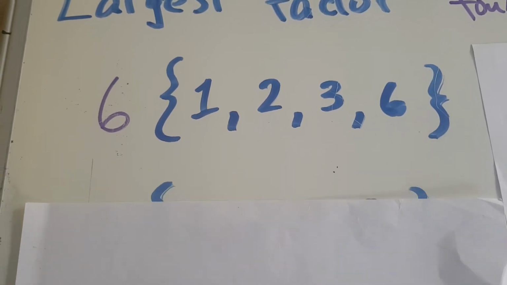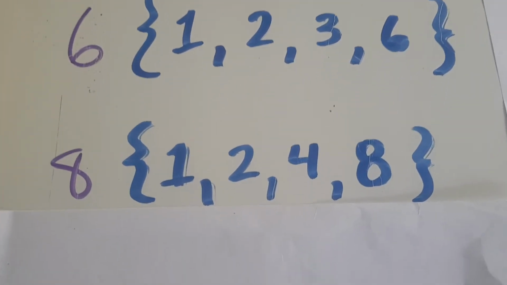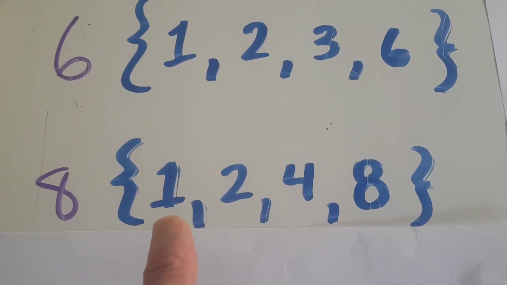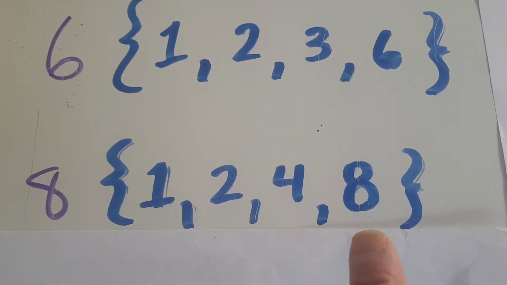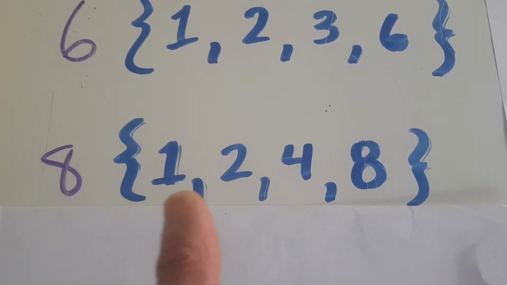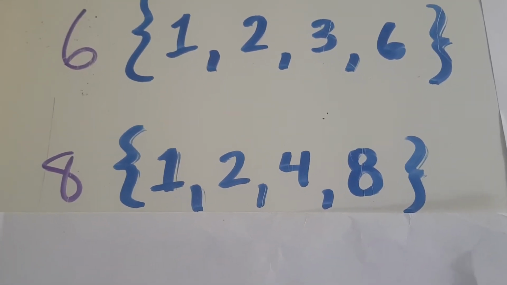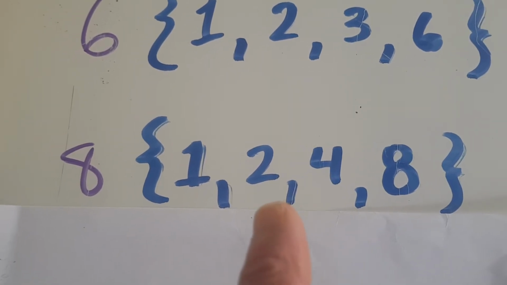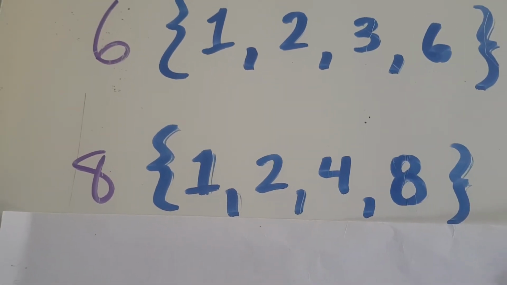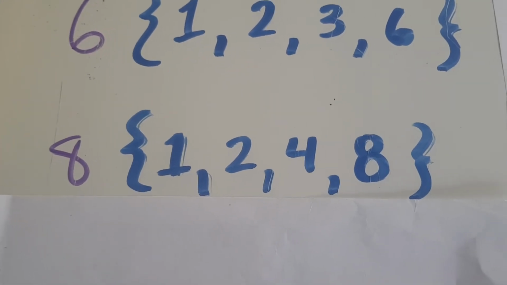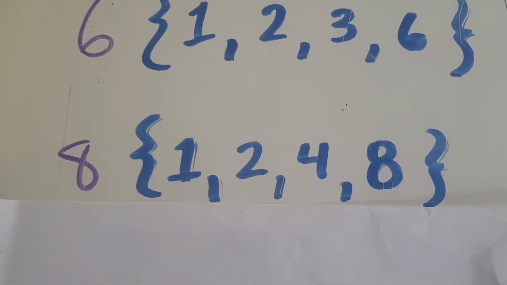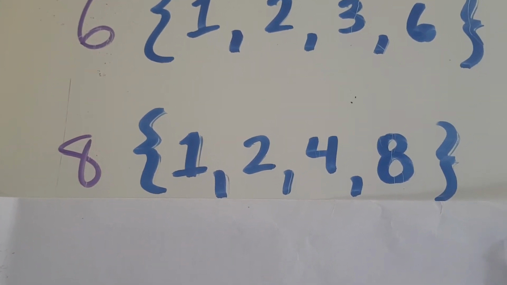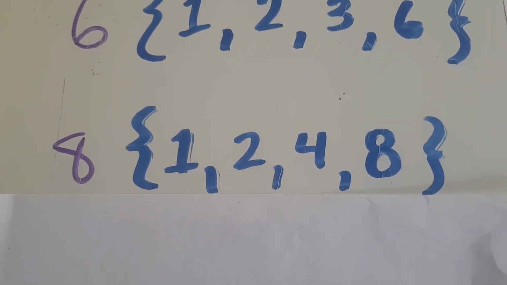Now let's look at the factors of 8. Again, the smallest factor of any number is 1, and the biggest factor of any number is the number itself. So 1 and 8 are going to be the bookends for the factors of 8. Now 2 goes into 8 4 times, so those are the remaining 2 factors of 8. Now the number 3 doesn't go into 8 evenly, so 3 is not a factor of 8. Same thing with 5, 6, and 7.